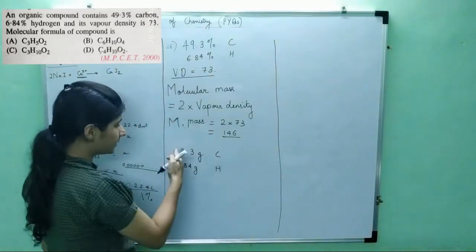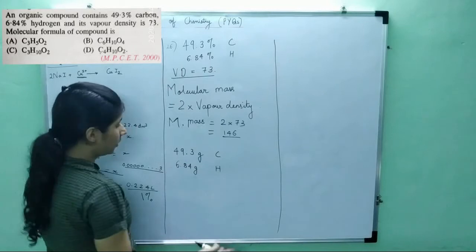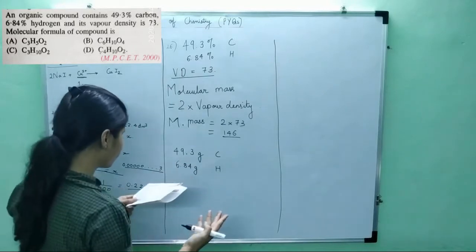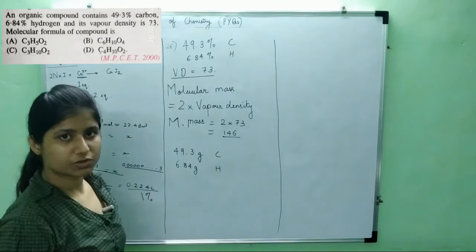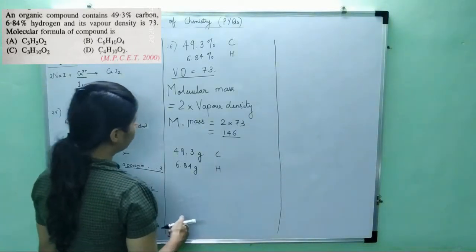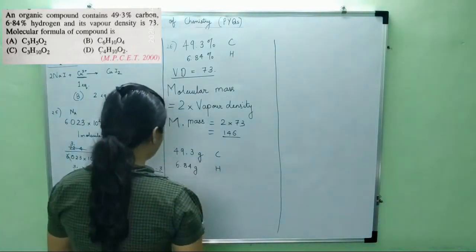The remaining, see, this doesn't add up to 100%. So there is something remaining. We can see from the options there is also oxygen. So oxygen is the remaining percentage. Okay, so we can add oxygen also.